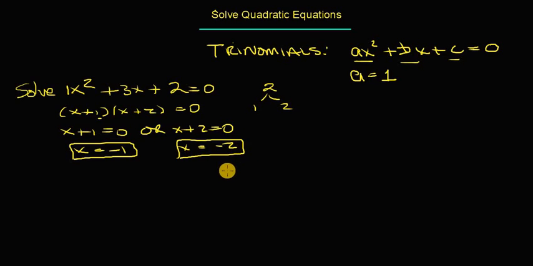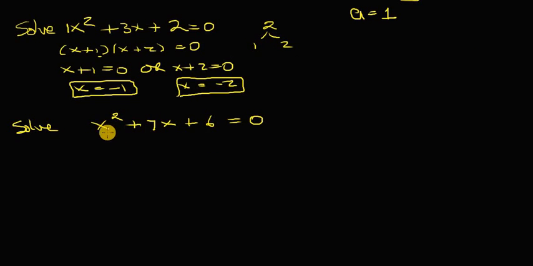Okay, let's have a look at another one of these. Okay, so solve x squared plus 7x plus 6. So I look at the 6 and I get the factors of 6 which are going to add up to 7. 2 and 3, they do multiply to give me 6, but they do not add up to 7. Again, 1 and 6.